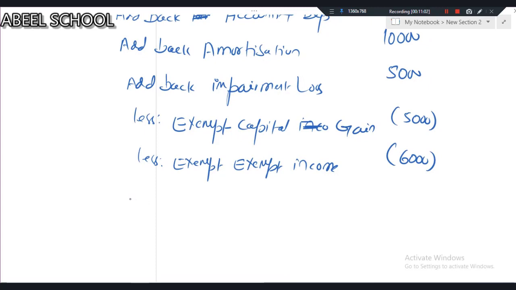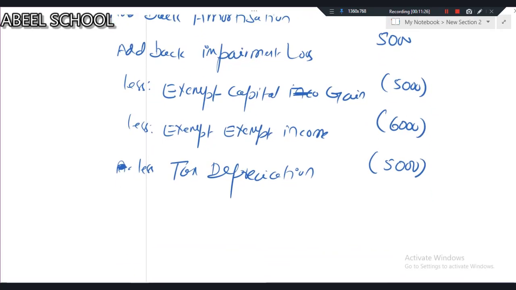Then we deduct tax depreciation, not accounting depreciation. Tax people will give you tax depreciation, assuming it is 5,000. Tax people don't accept accounting depreciation, they accept tax depreciation. So tax depreciation will be deducted.